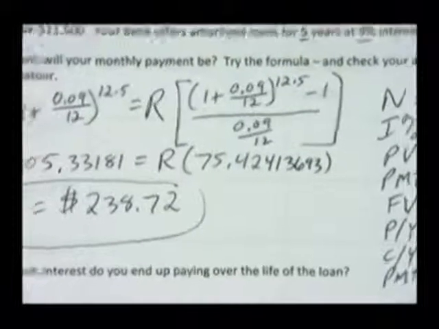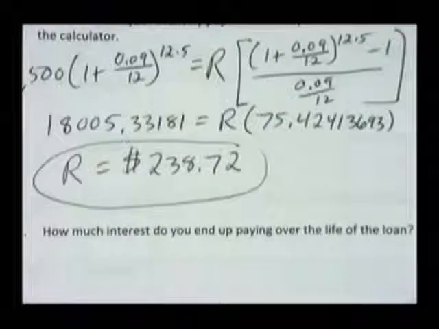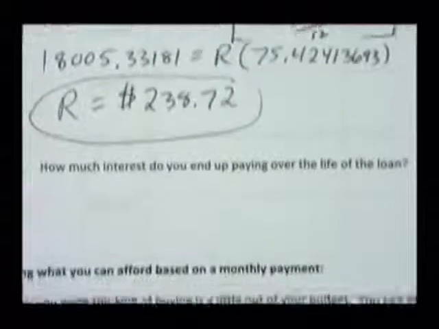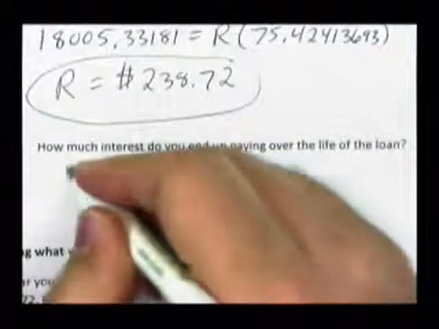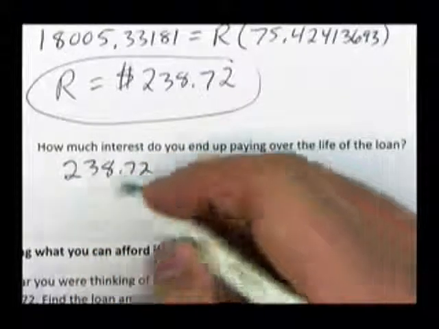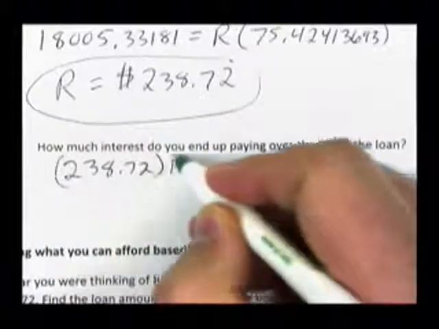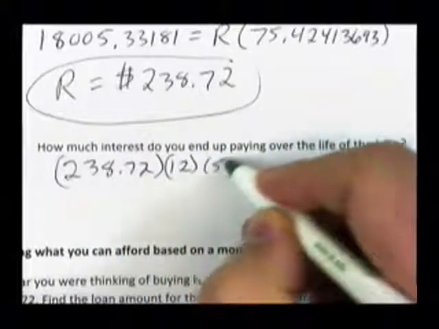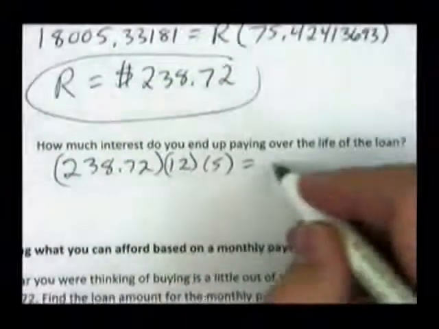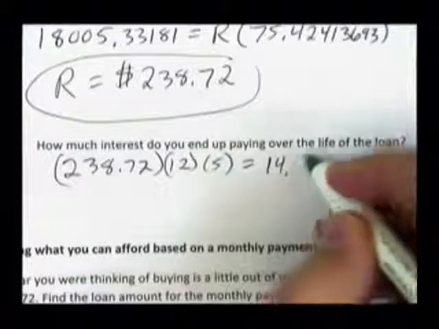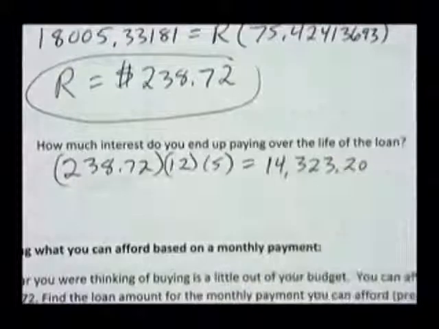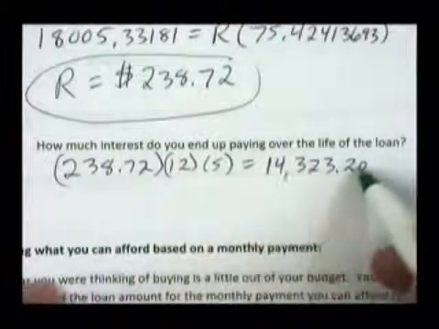Now let's go on to the next question, which is, how much interest do you end up paying over the life of the loan? Well, first of all, we need to figure out how much we end up paying over the life of the loan. We're paying $238.72 every month, and we're paying that monthly, so times 12 times a year, times the 5 years that I'm having that loan over. And if I multiply that all out, I get $14,323.20. So over the life of the loan, I end up paying this amount of money.